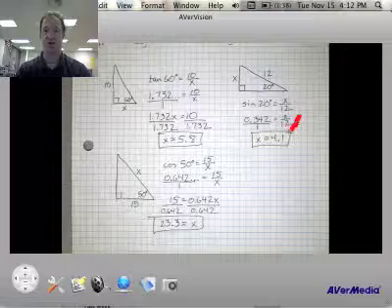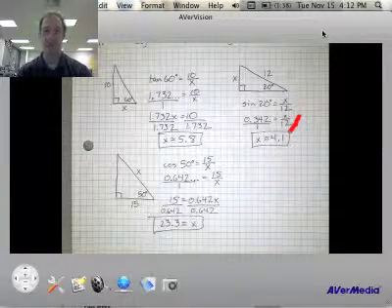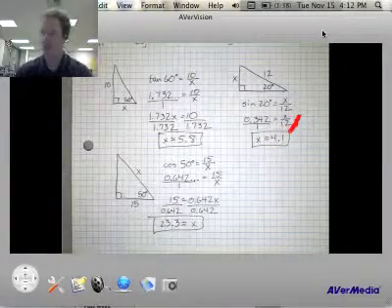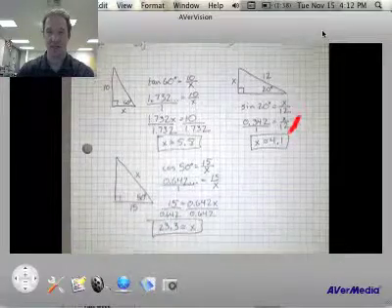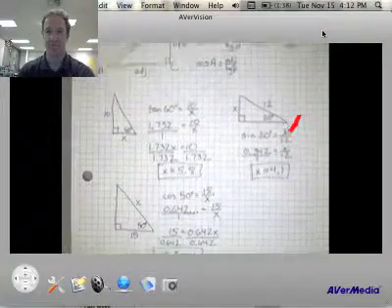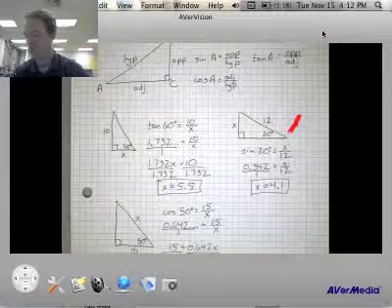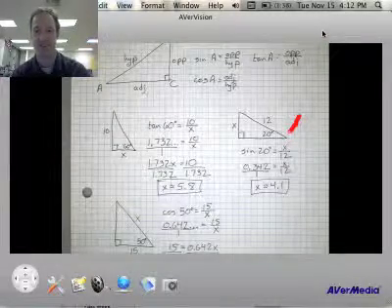So those are the two new ratios, sine and cosine. We'll work on this some more in class tomorrow.